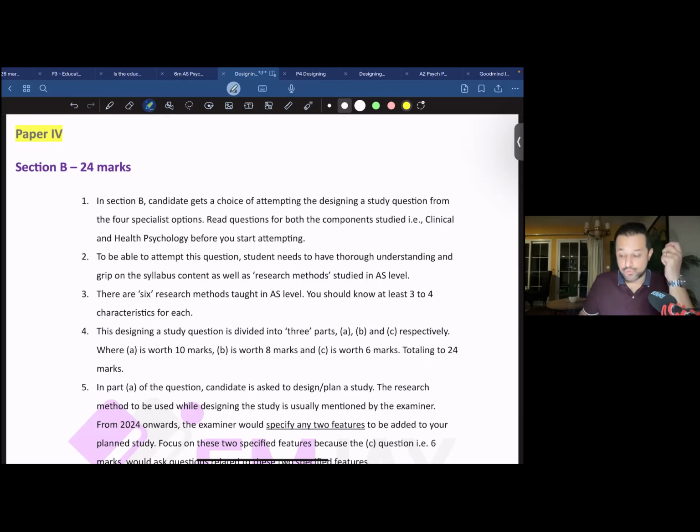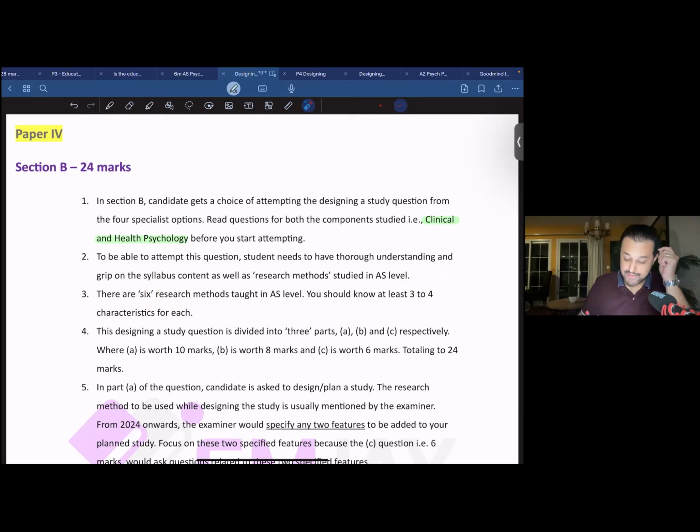However, as we all know, typically students study 2 components. In our case, we've studied clinical psychology and we would be studying health psychology ahead. So in other words, you get a choice in this question where it's at your discretion if you want to attempt this designing a study question from clinical psychology or you want to attempt this from health psychology. Number 1, we have choice over here.